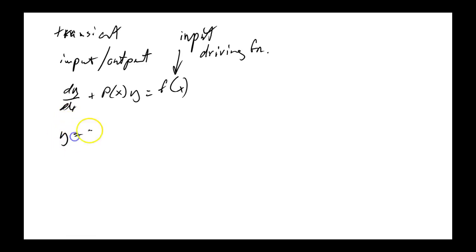y is the output or response, which isn't quite input-output like we did for domain and range. Usually the x would be the input. Here it's the f(x). That's the driving thing. And then what you get after you solve this, the y, is the output or the response. Okay?